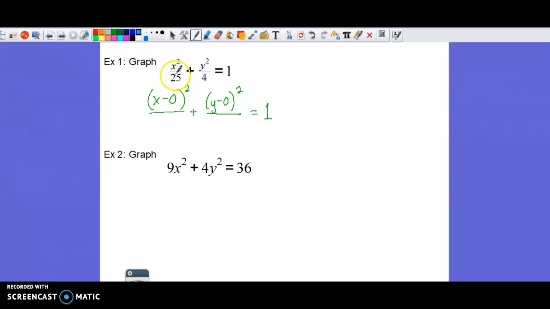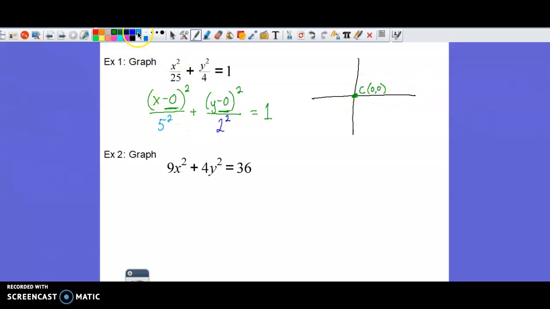The only other thing I'm going to do is replace 25 with 5 squared. I hope you agree that 5 squared is equal to 25. And the same thing with 4: it's equal to 2 squared. So what I can deduce from this, I'm going to give you a graph real quick, x-axis and y-axis, is that we are shifting the center right 0, up 0. That's exactly what I was trying to say: the center is at the origin. The center is at 0, 0, based off of our graph.